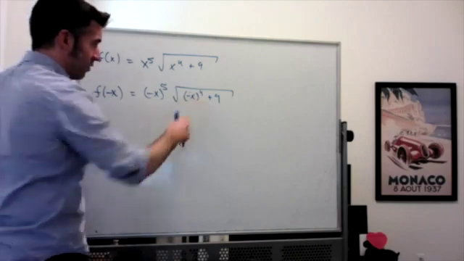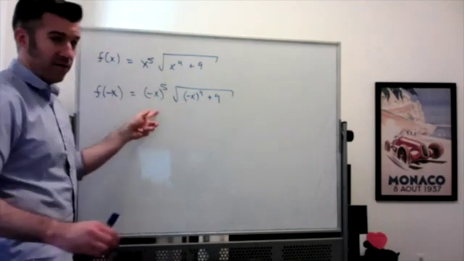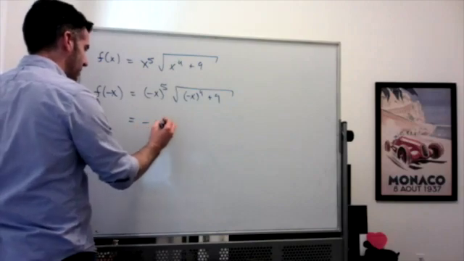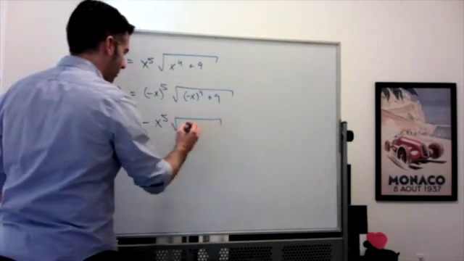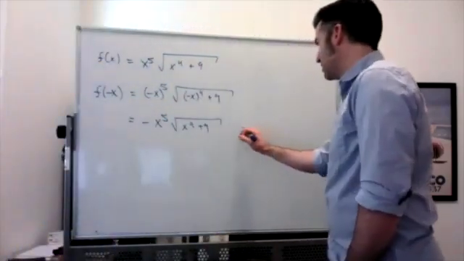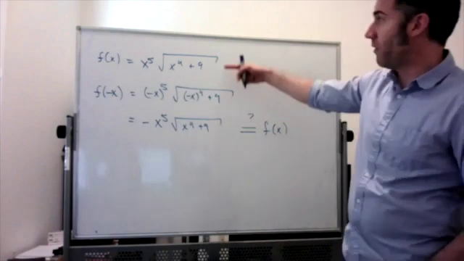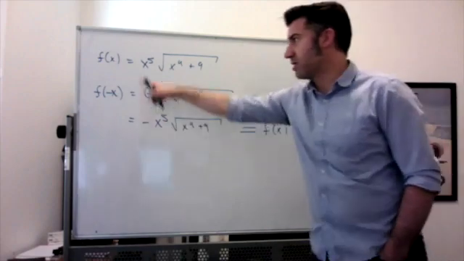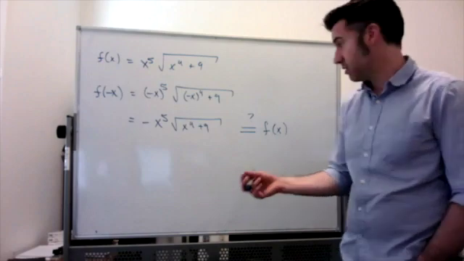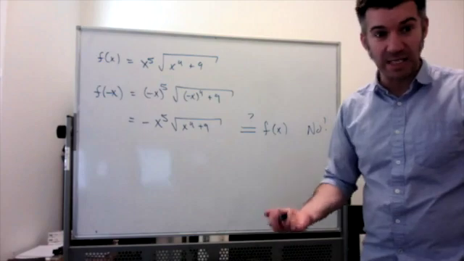So negative x to the fourth is a negative times a negative times a negative times a negative, which is positive. Negative x to the fifth is one more negative, so it's going to be negative. This is going to be negative x to the fifth times the square root of x to the fourth plus 9. So now the question, does this equal the original function? No. The original function is that, this function is that. They clearly differ by a minus sign. But that gives me a good idea that it's probably an odd function. So no, it's not equal to the original, which means it's not even.